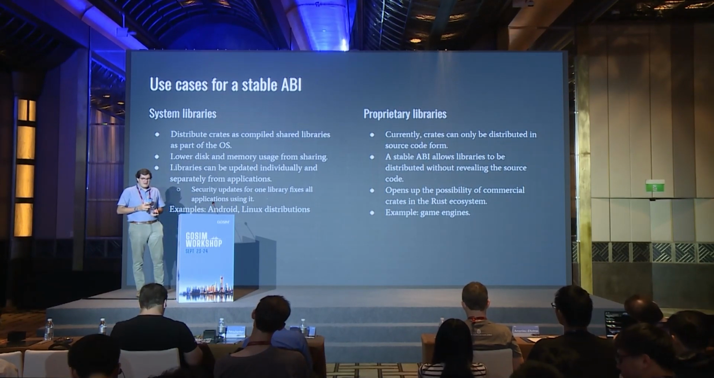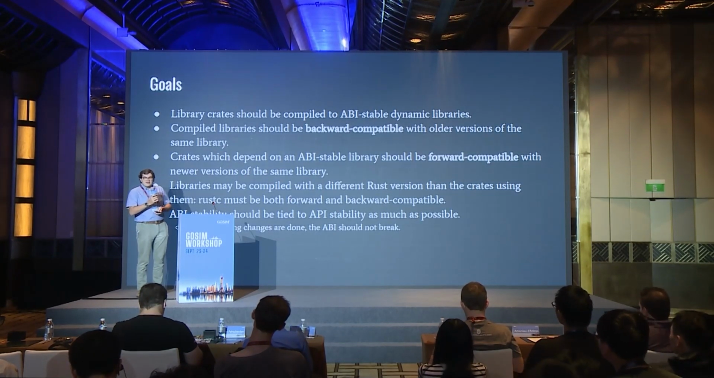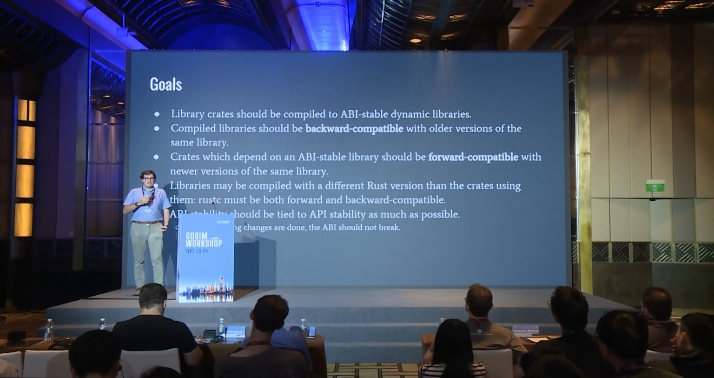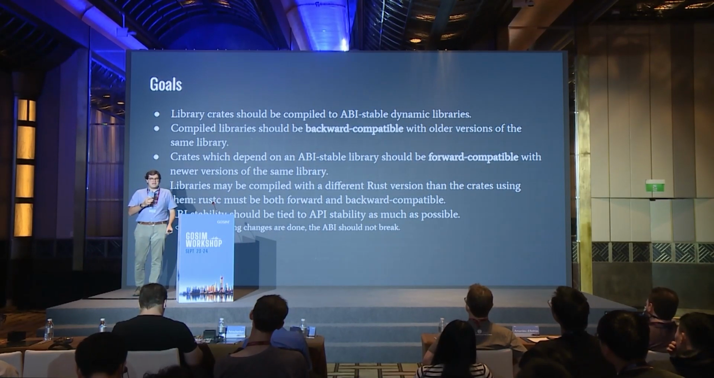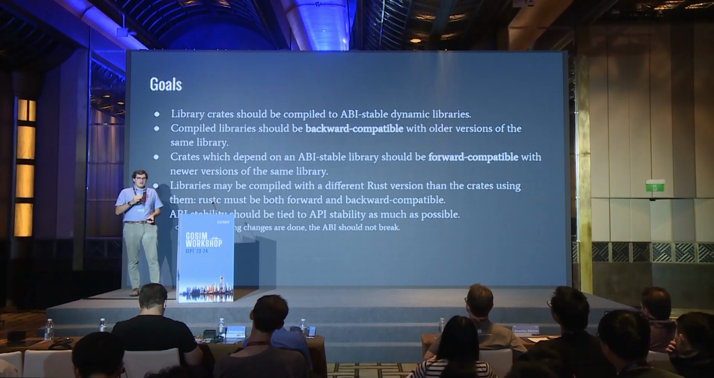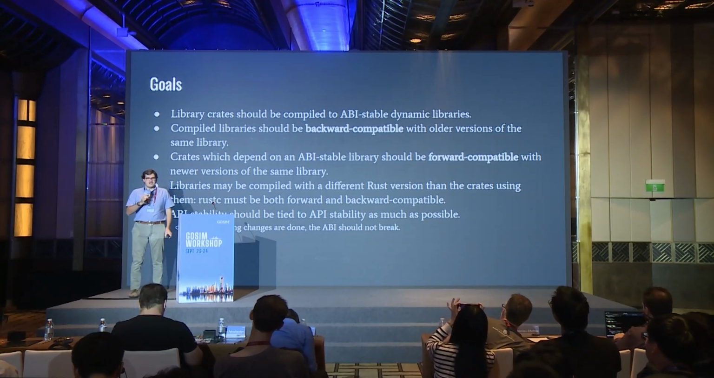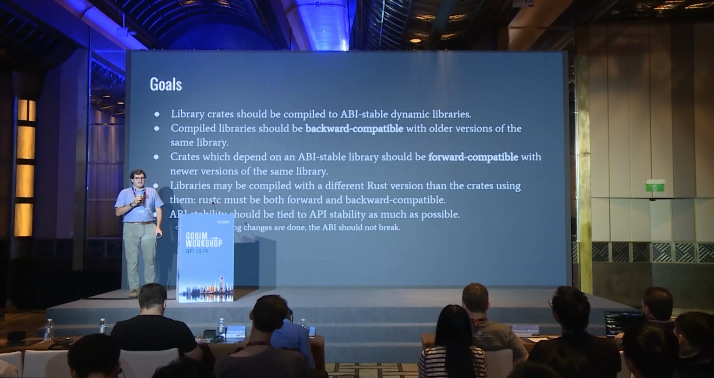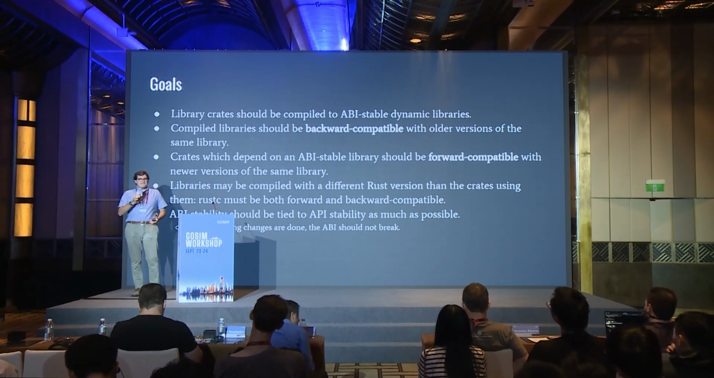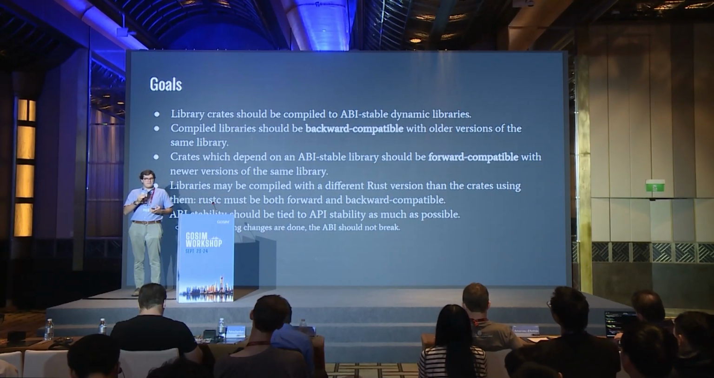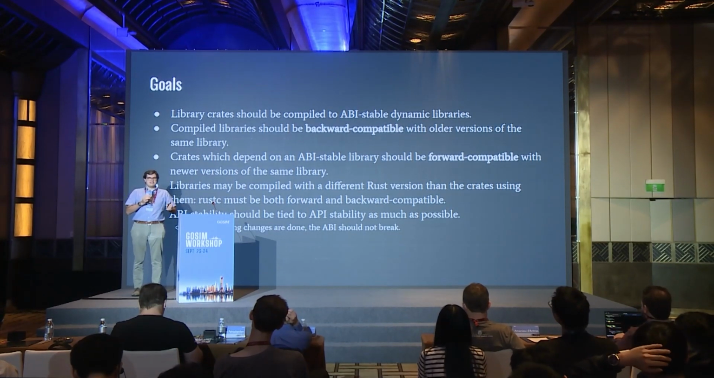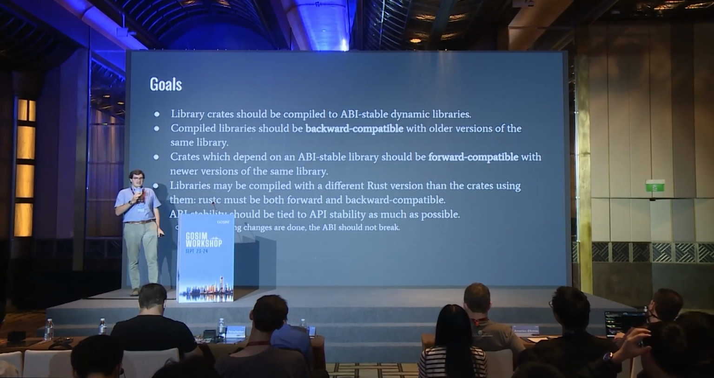So, okay, we've seen why a stable ABI is important. What would a stable ABI look like in Rust? So first of all, our library crates would be compiled to ABI stable dynamic libraries. Binary crates still, like today, get compiled to binaries. A compiled library should be backwards compatible with older versions of the same library. This means that if you publish a new version of your library, you should be able to just use it and replace an older version of this library without needing to recompile any code.